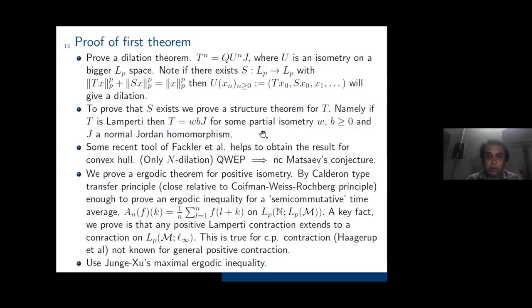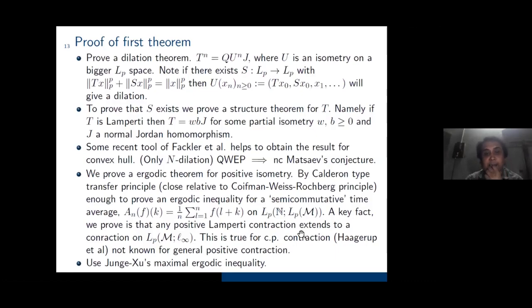Okay, and now we prove an ergodic theorem for positive isometries, and so we actually use some Calderon type transfer principle, and this is very magical. You can say that actually the problem, so you have this U, some isometry on some Lp space, and you actually want to find a maximal ergodic inequality for averages, then it's enough to show a maximal ergodic inequality for shifts on a semi-commutative non-commutative Lp space.